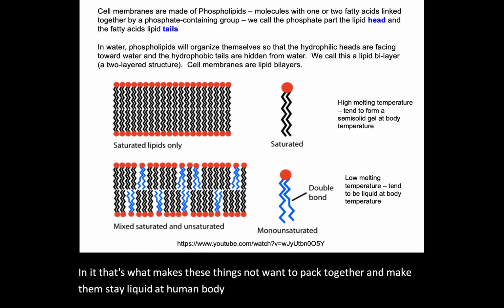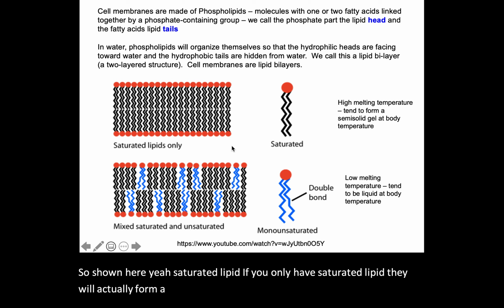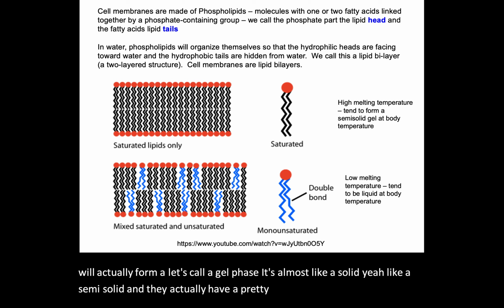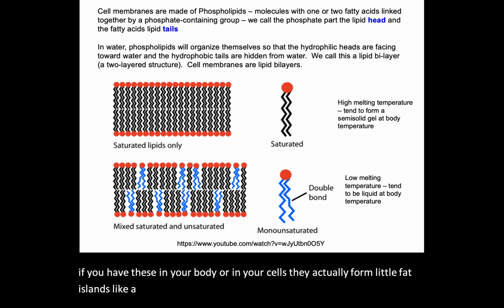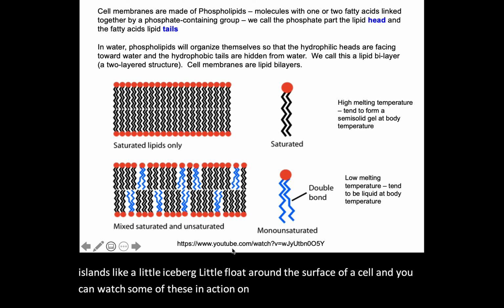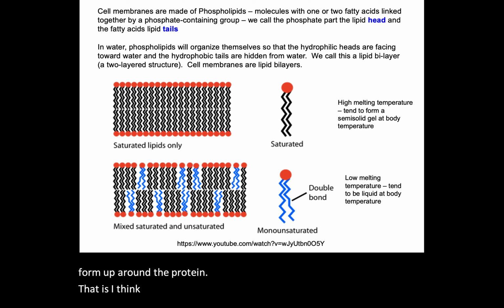So shown here, if you only have saturated lipids, they will actually form what's called a gel phase. It's almost like a solid, like a semi-solid. And they actually have a pretty high melting temperature. And so if you have these in your body or in your cells, they'll actually form little fat islands, like a little iceberg that'll float around the surface of a cell. And you can watch some of these in action on this really neat video. Watch them form up around the protein that is, I think it's an integrin, that's going to unfold on the surface of the cell.